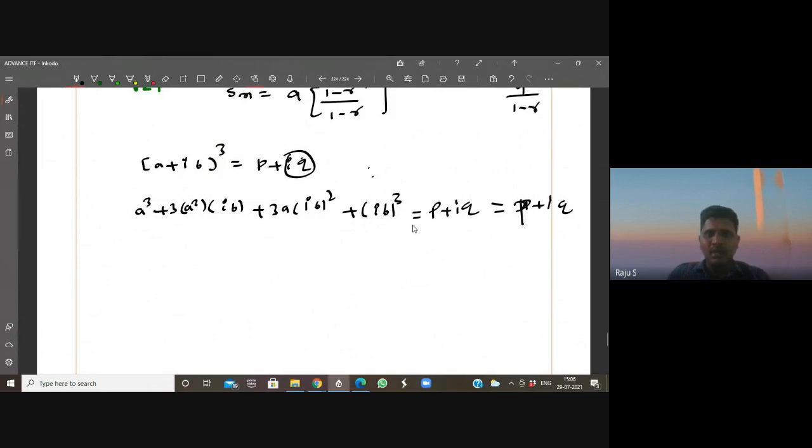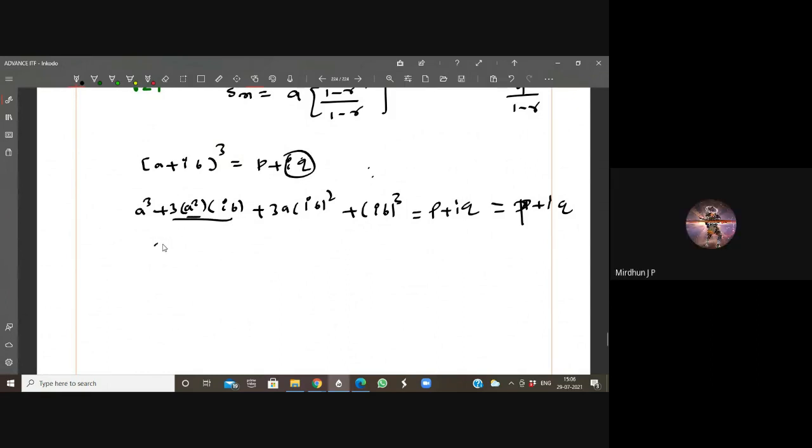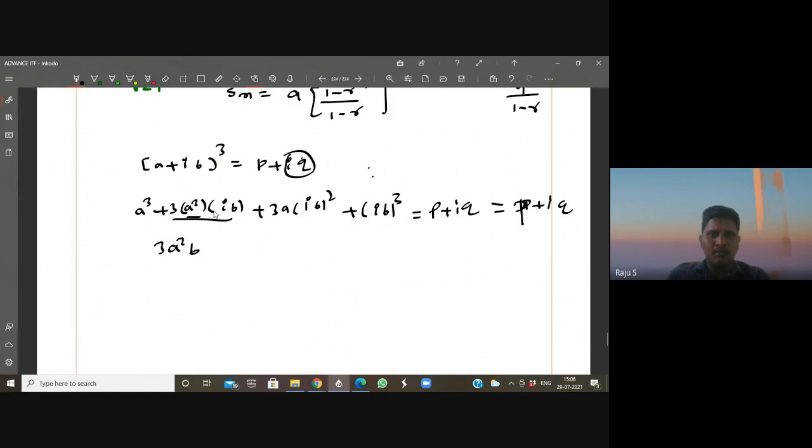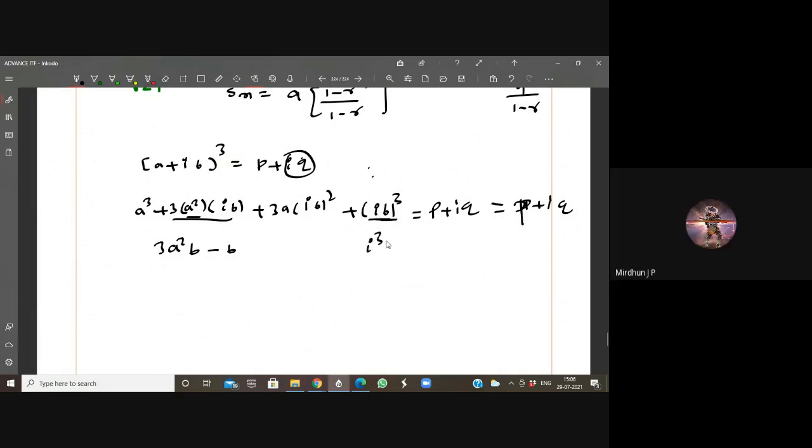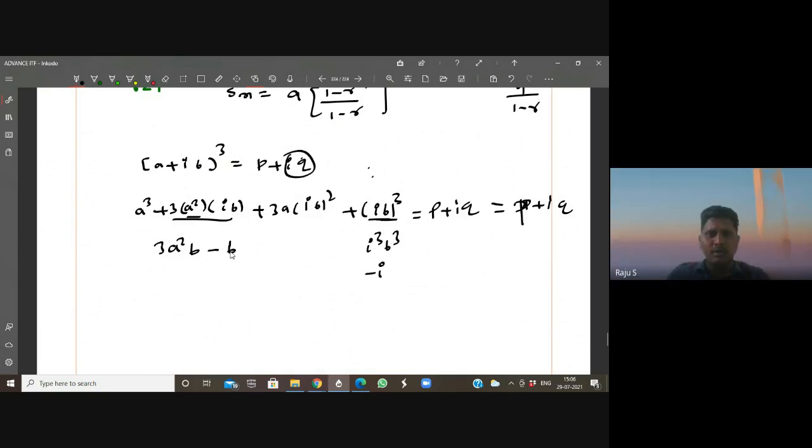The imaginary part is the coefficient of iota. The a cube gets cancelled. It is 3a square b, and this is minus b cube, because iota cube is minus iota. That is the reason I have written minus b cube into iota. So this imaginary part is equated to 0.